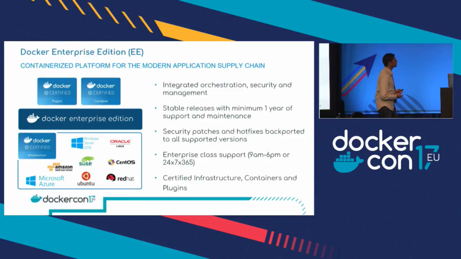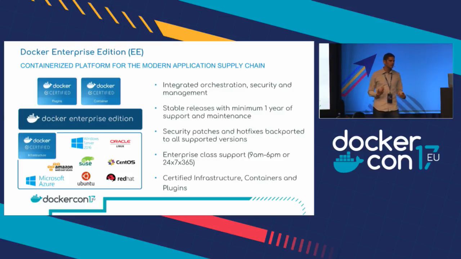So let's talk a little bit more about the EE stack. As I mentioned, it's really the containerized platform for building a modern app supply chain. It's an integrated orchestration, security, and management platform. The stable releases have a minimum of 1 year of support and maintenance. That means that any major security patches and hotfixes are backported to all supported versions. And the support is enterprise-grade and includes 2 different options. One is same business day from 9 a.m. to 6 p.m. in your local region, or business critical, which is 24/7 every day of the year support.